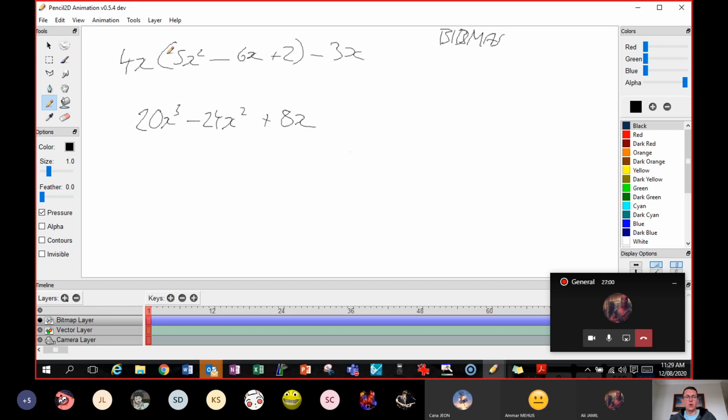I've distributed the 4x over all these, and I've still got this minus 3x. Now, can I collect any like terms? Yes, I can. These two are like. Voila, we're done. So all we're doing is just distributing this number to everything inside the brackets, and then we collect like terms. If there's an additional subtraction here or in front, don't worry about it.